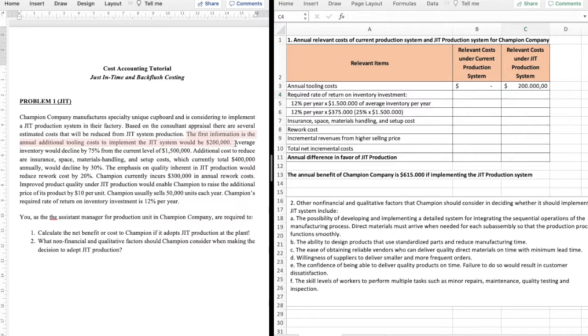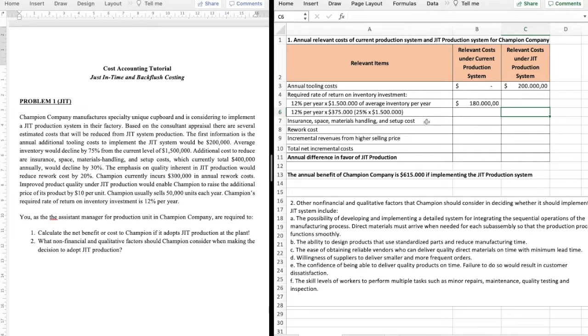And next, moving on to the next sentence. Average inventory would decline by 75% from the current level of $1.5 million. Okay, so when we are going to calculate the cost of inventory, don't forget to also add the percentage of the required rate of return. So we see here in the last sentence, Champion's required rate of return on inventory investment is 12% per year. Therefore, we are going to calculate the 12% and multiply it with the 1.5 million, which is the value of the inventory. So in the current production system, we have 12% multiplied with the 1.5 million.